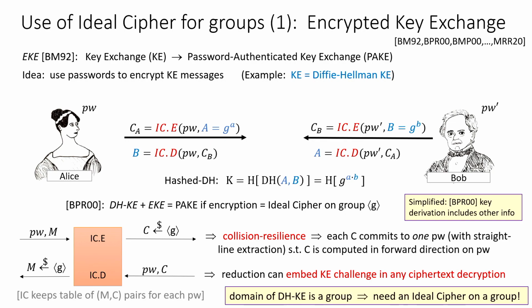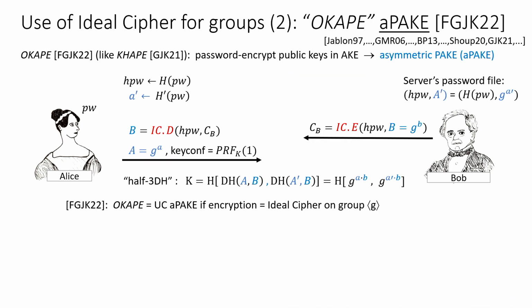Okay. We had a similar version of EKE that was actually an asymmetric PAKE, a client-server PAKE. The only thing here maybe is that it's very similar to EKE, and it actually becomes an asymmetric key exchange, so a client-server type. And it also uses an ideal cipher roughly in the same way.